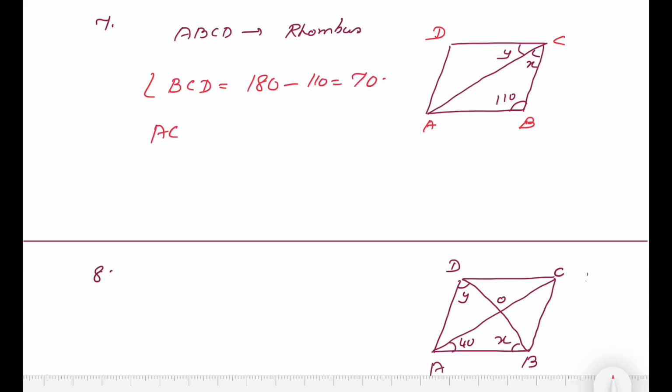Now AC bisects angle C. Therefore x is equal to y is equal to 35.